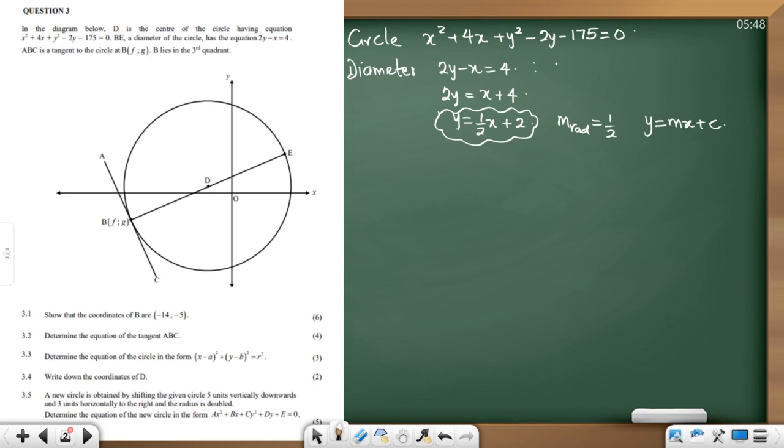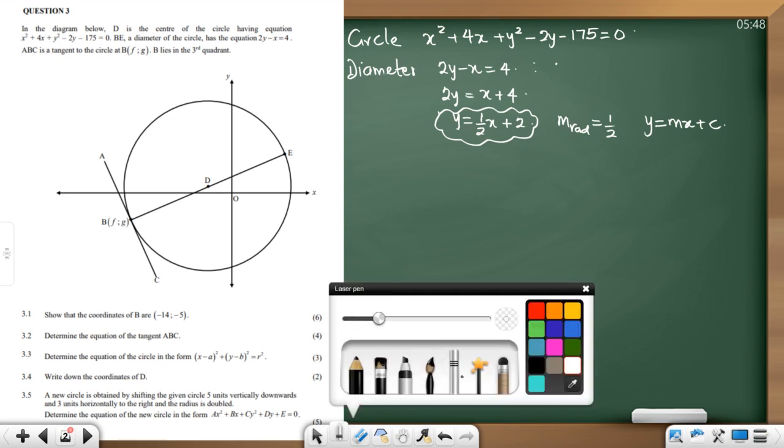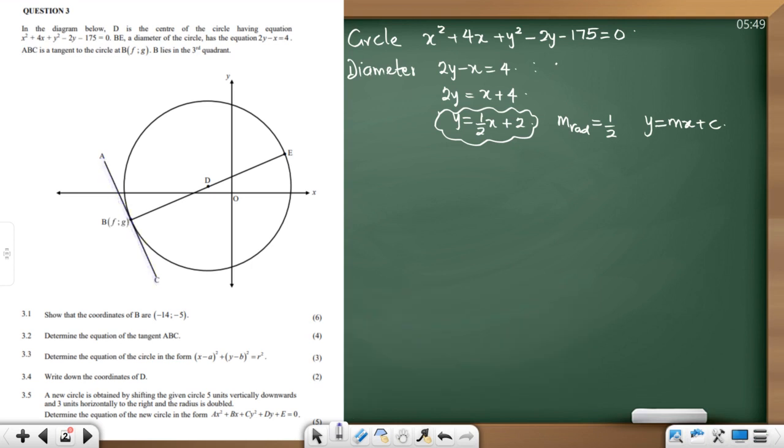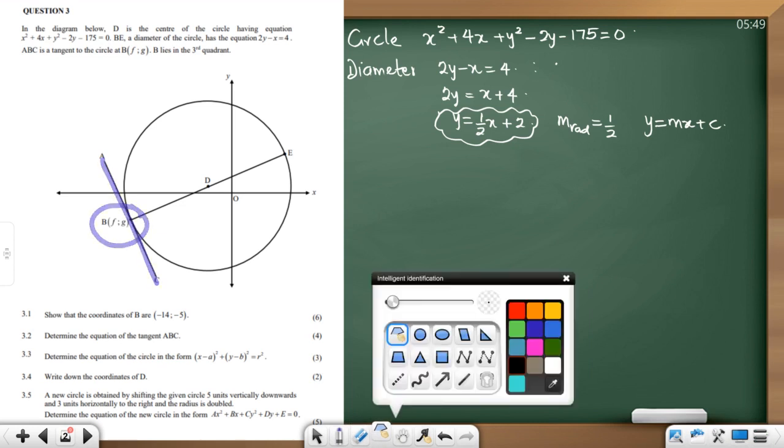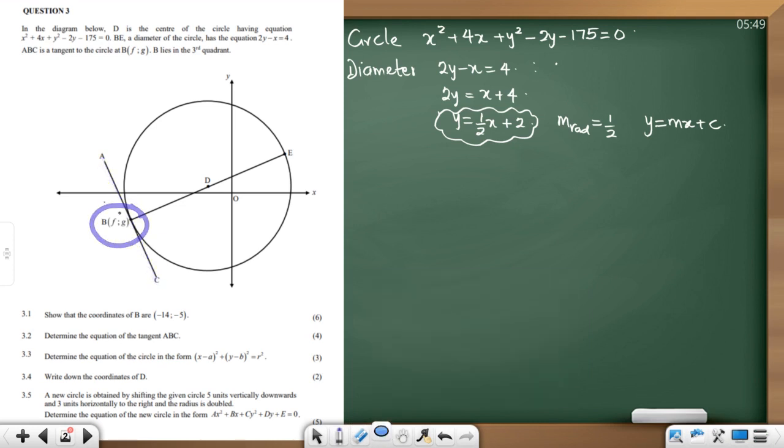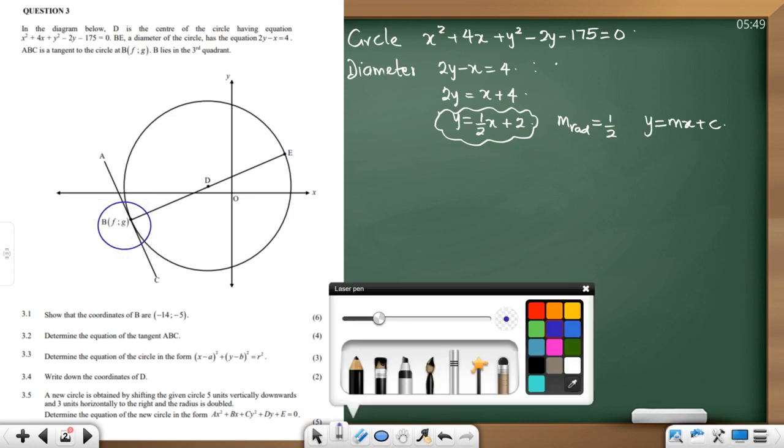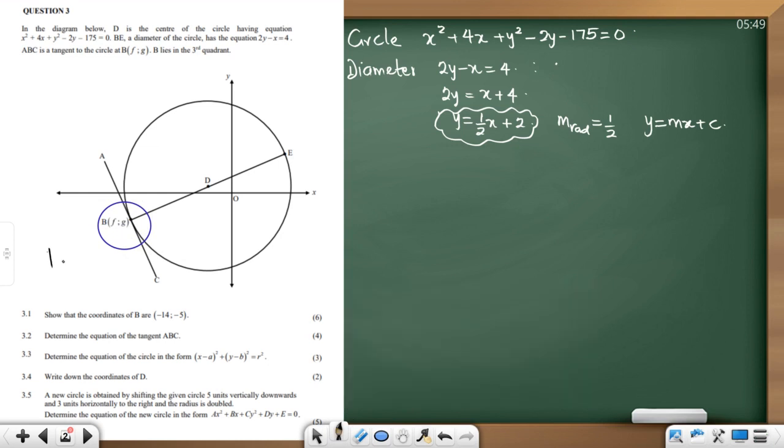I see the equation of the circle is in question number 3, so I'll do it when I get there. ABC is a tangent to the circle at B. My dear learners, always remember that point B is a point of intersection, and at a point of intersection we equate.